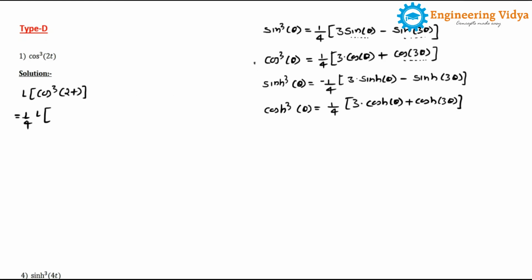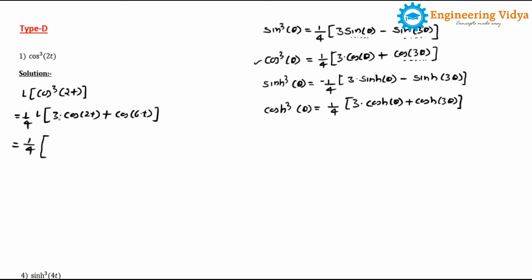right? So here we'll apply this formula. 3 into cos of 2t will be there, and here we have cos, so in between a plus sign will be there, and the input angle is 2t, right? So 3 times 2t will be 6t. So cos of 6t will be there, right? I hope the things are very clear to you now. Now easily here we can find the Laplace transform.